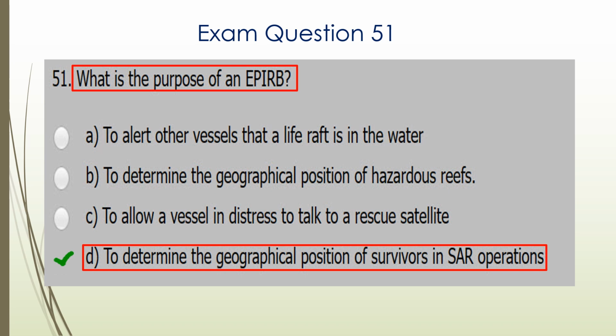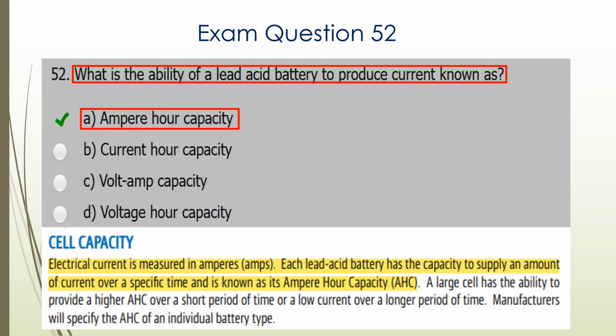Question 51. What is the purpose of an EPIRB? D is the correct answer. To determine the geographical position of survivors in search and rescue operations. Question 52. What is the ability of a lead-acid battery to produce current known as? That is known as amp hour capacity, and A is the correct answer.